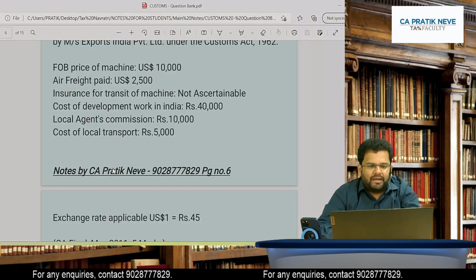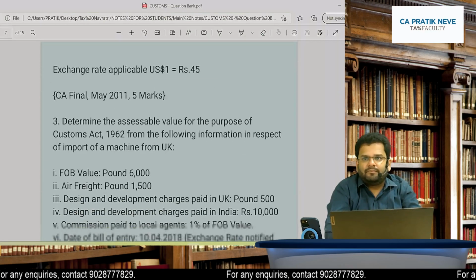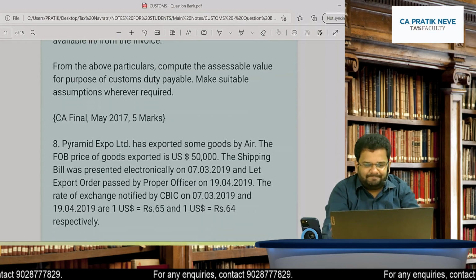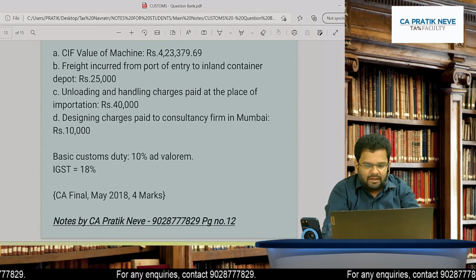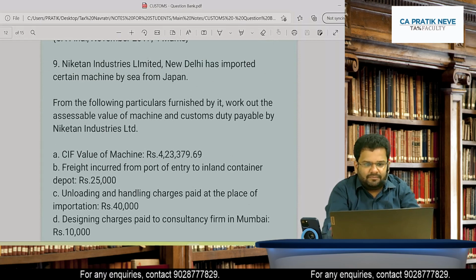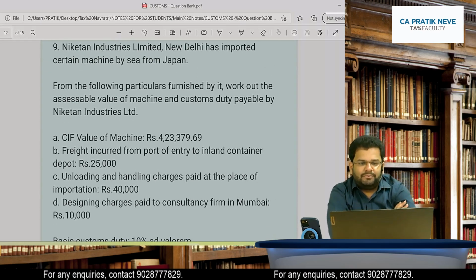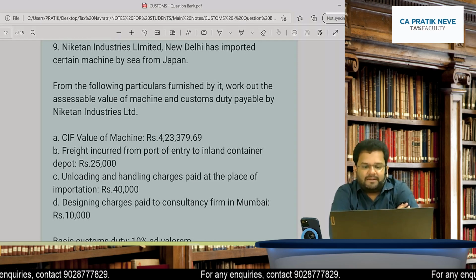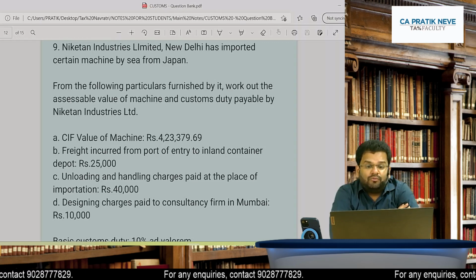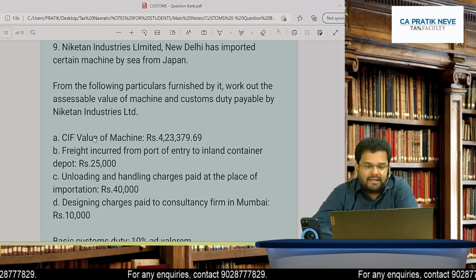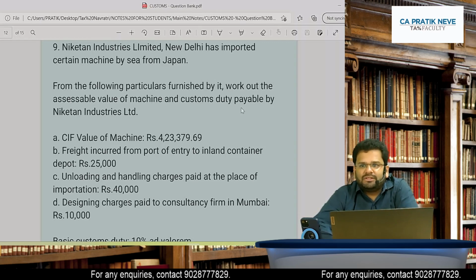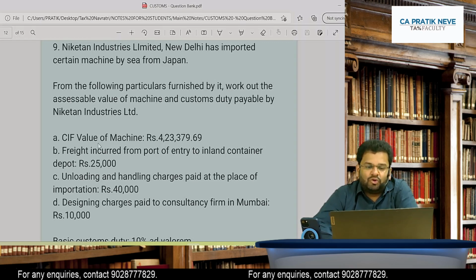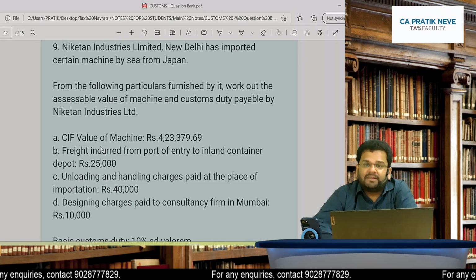Ninth question, देख लो ninth question, page 12 पे. What is the ninth question on page 12? Check. Can you see this Niketan's question? Niketan Industries Limited, New Delhi, imported certain machine by sea from Japan. From following particulars, work out assessable value of machine and customs duties payable. CIF value is given directly. So don't you think CIF value itself will be your final answer of assessable value?